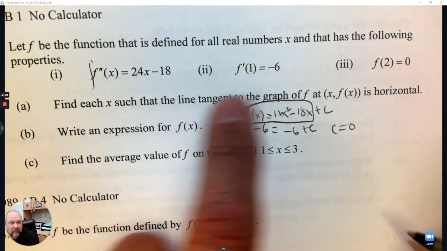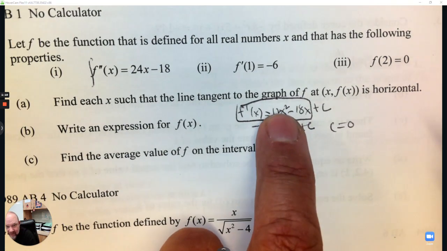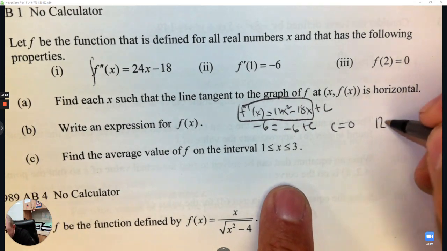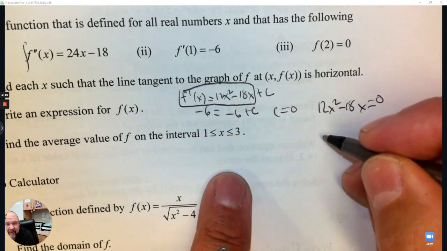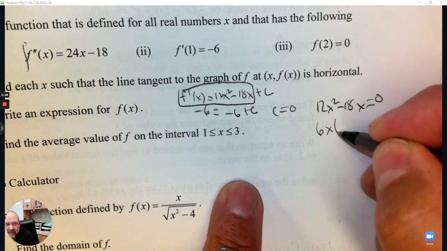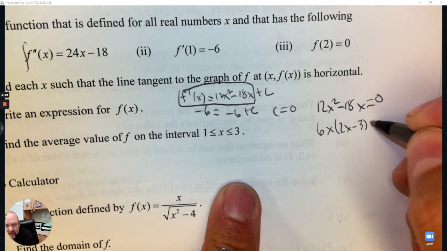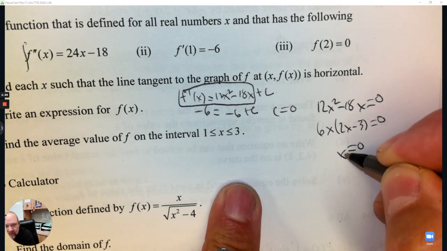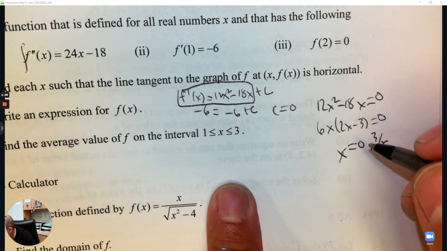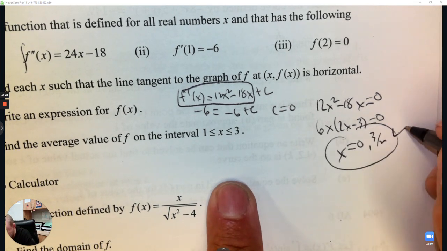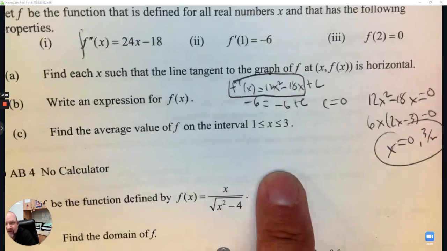And then find where we have a horizontal. So we take this equal to 0. A horizontal line has a slope of 0. And then solve. So we're going to factor out 6x. That leaves me 2x subtract 3. So when x equals 0 and positive 3 over 2, that's where the horizontal tangents are. So there's the answer to part A.